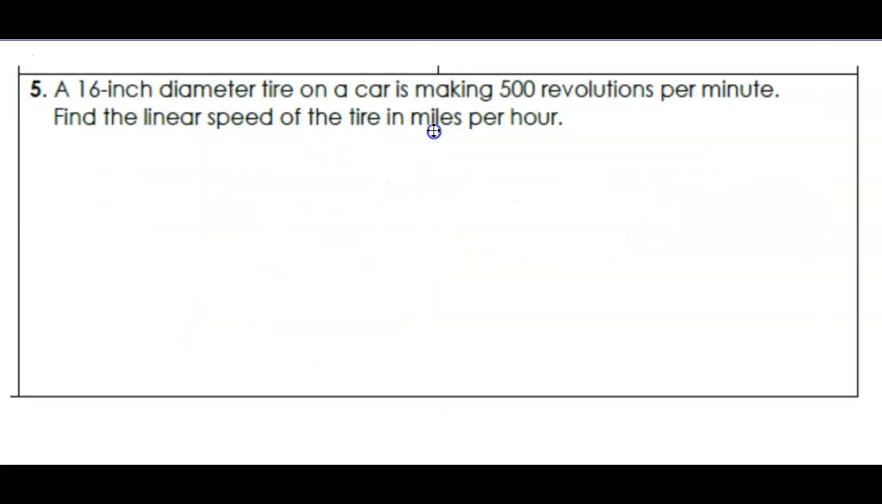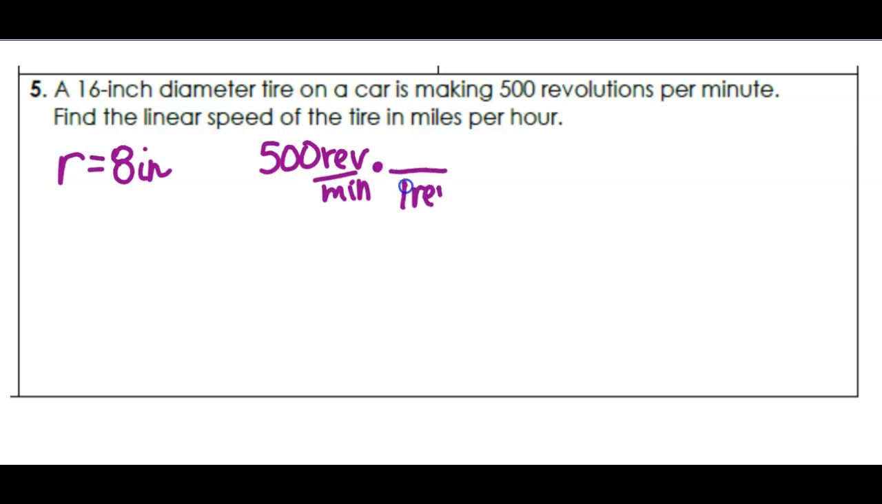We're gonna page down. All right, this time they're just asking for one thing. It says a 16-inch diameter tire, so I'm gonna write right away that the radius is 8 inches, on a car is making 500 revolutions per minute. As soon as I see revolutions, I know we got to change it to radians. One revolution is 2 pi. So if I multiply these, I get 1,000 pi. The revolutions divided out.